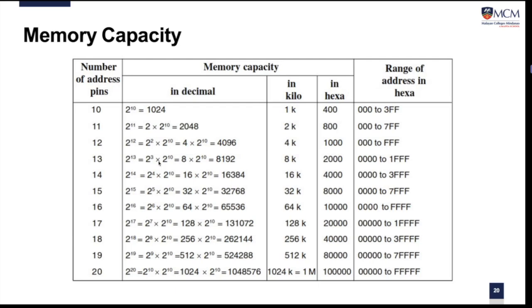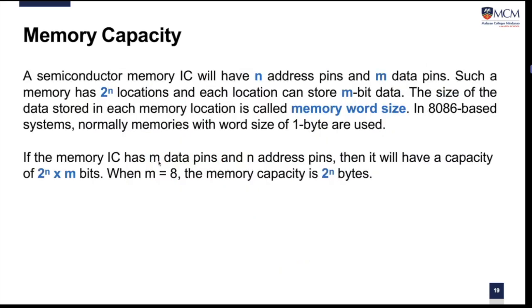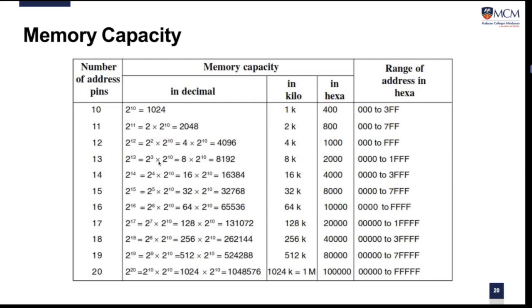And it's also being widely used now. For example, if you know some flash drives, like 16 gigabytes of memory capacity, the memory capacity is calculated as 2 raised to N, and each location can store again M-bit data. So we have 1 gigabyte, for example, 2 raised to N.